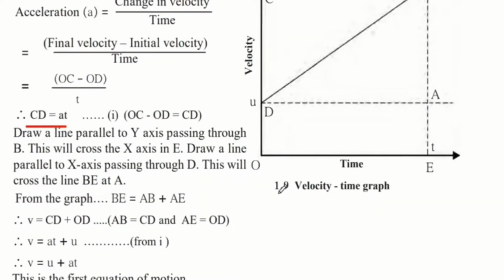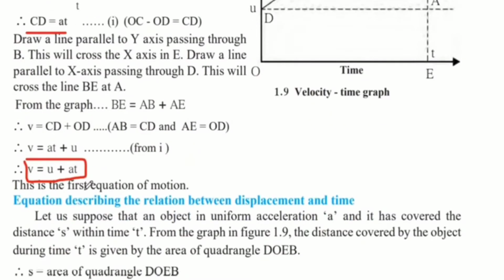So when we substitute this here, we get v, which was the BE line, equal to CD plus OD. As we got earlier, CD was equal to at and OD is equal to u. So when you rearrange it, you get v is equal to u plus at. And this is the first equation of motion.